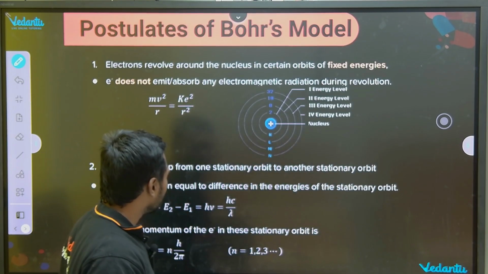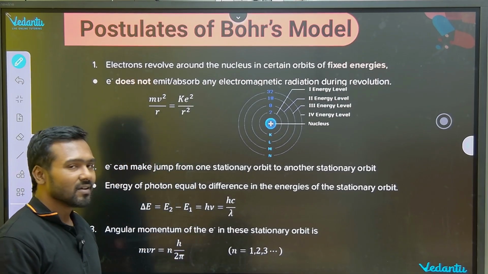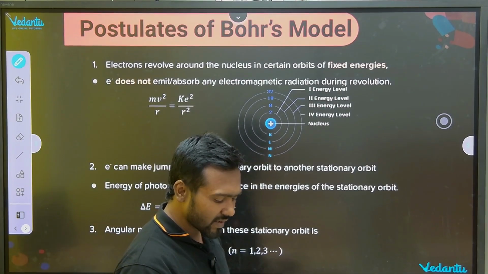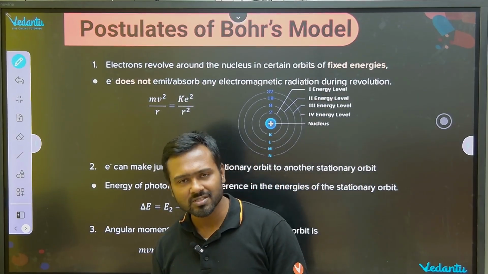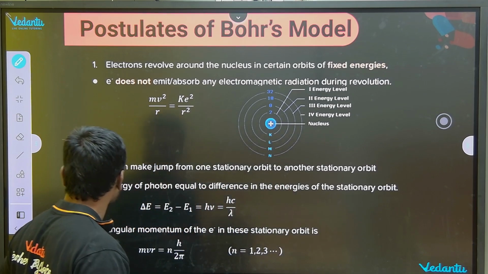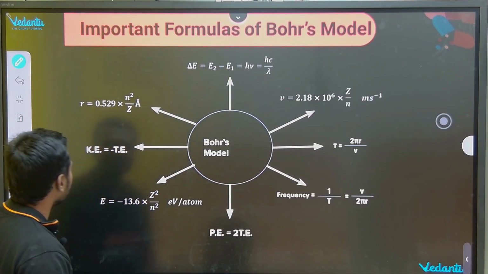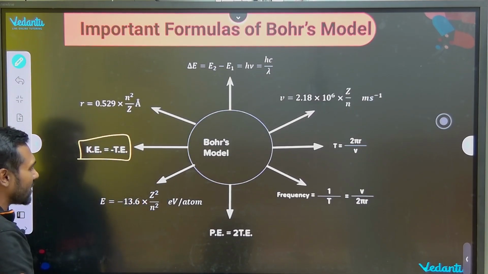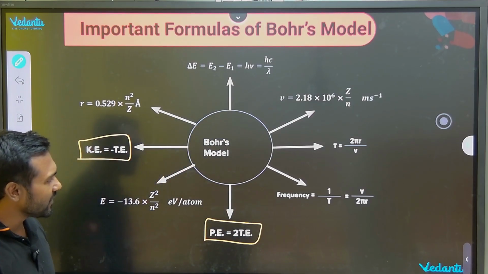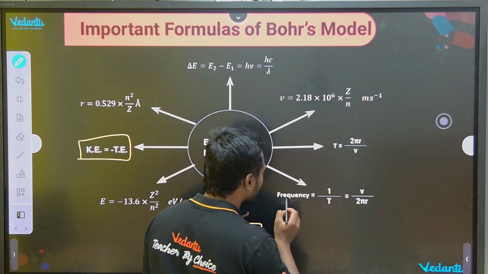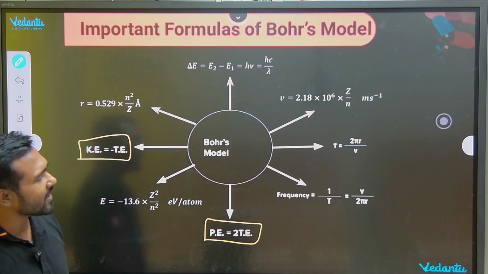From the postulates they are not asking anything. From the derivation point of view, he calculated the energy of the electron and even the radius of an orbit. From those things they are asking questions. So all these things, this is okay. Kinetic energy is equal to minus of total energy, and potential energy is equal to 2 into total energy. Frequency is nothing but 1 by time, that is v by 2 pi r, and time is equal to 2 pi r by v.